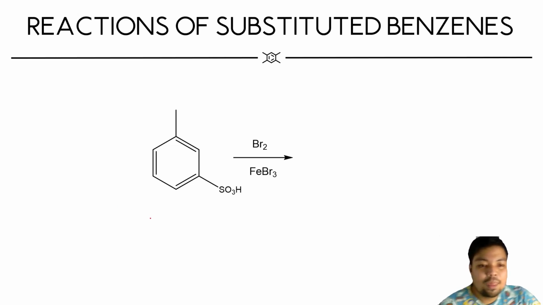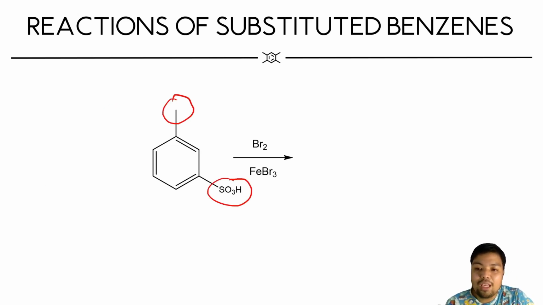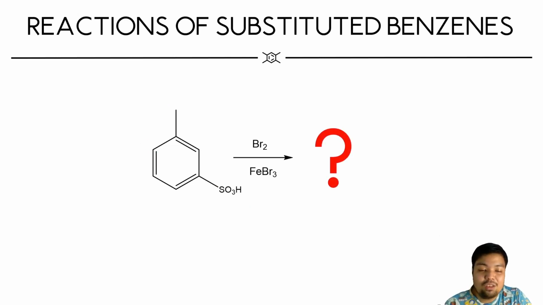However, both the substituents, the methyl group and the sulfonic acid group, will exert their own directing effects on the reaction. Now, the question is, since they will exert their own directing effects and obviously will point at different positions, at which carbon will the bromo group attach?